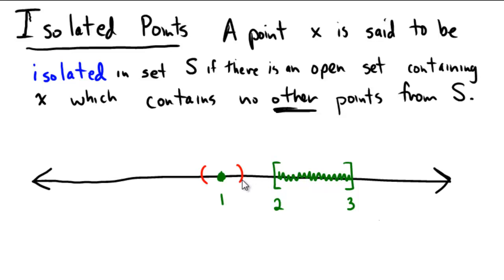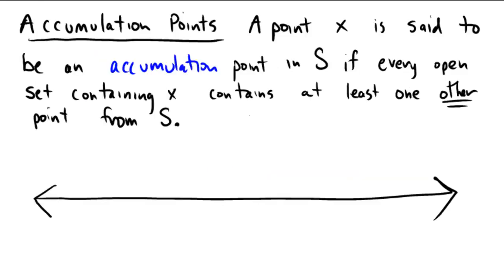Notice this wouldn't work for any of the points from 2 to 3. Any point there is automatically going to have other points, because it's all shaded in from that interval. So what would we call it if we couldn't do this? That would be an accumulation point. A point X is said to be an accumulation point of S if every single open set containing X contains at least one other point from S, one other point different from X.